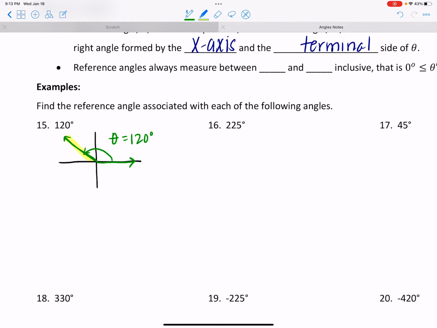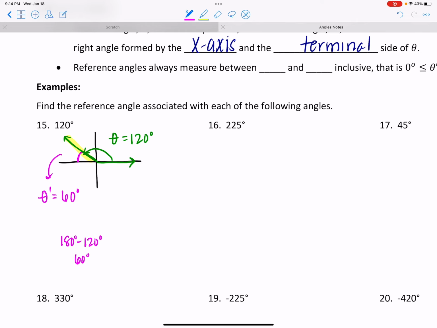What's the quickest way to get that terminal side back to the x-axis? So I can take it back to the x-axis rotating this way, but that's more than 90 degrees. That's 120 degrees. So that's not the angle I'm looking for. What I'm looking for is this angle here. This would be the smallest angle that's going to get back to the x-axis. So that angle right there is going to be our reference angle, our theta prime. That would take us to the full 180. So if I had 180 degrees and I subtracted out the 120, which is the original angle I drew, I'm left with 60 degrees. That's our reference angle. So we would say theta prime is 60 degrees.